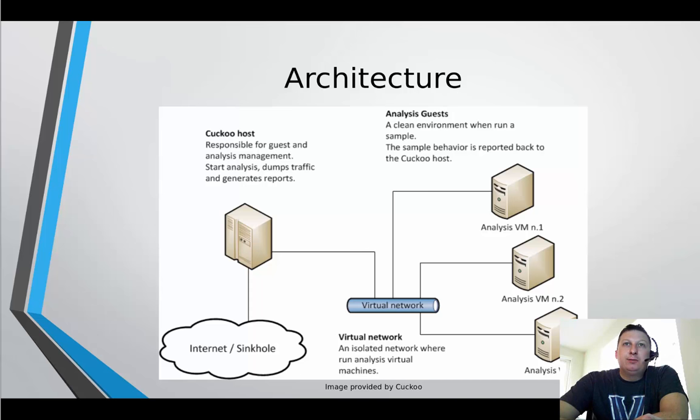So we also have in the middle there a virtual network. This network is completely isolated. The VMs are sitting on this virtual network, and then the Cuckoo host will have a connection to this virtual network through IP tables, which will allow internet access. Because some of these pieces of malware will require some internet outreach to continue launching their code. So we want to catch all that.